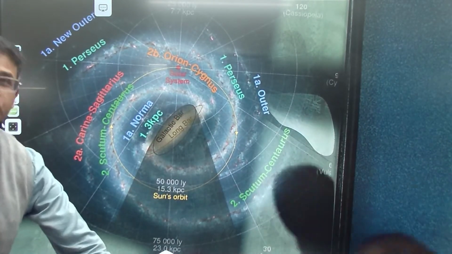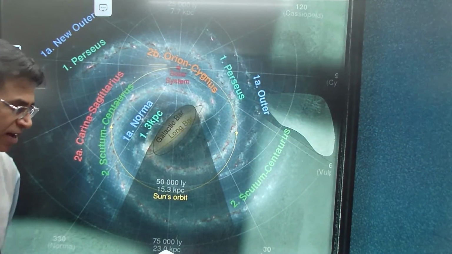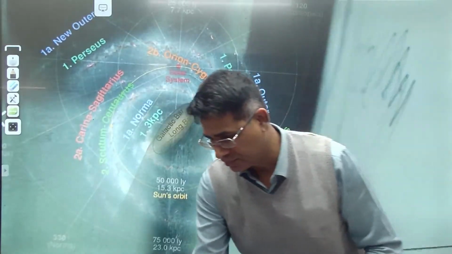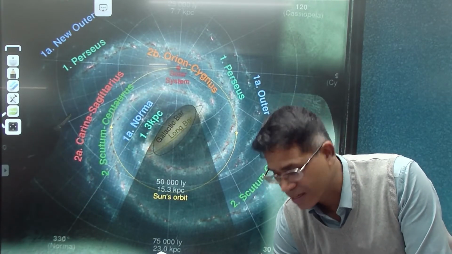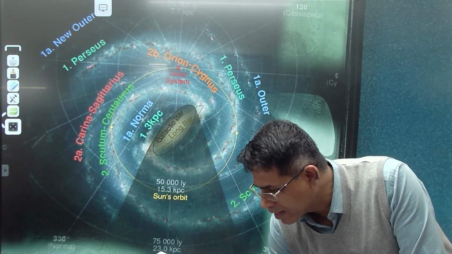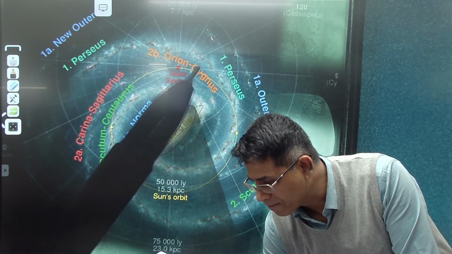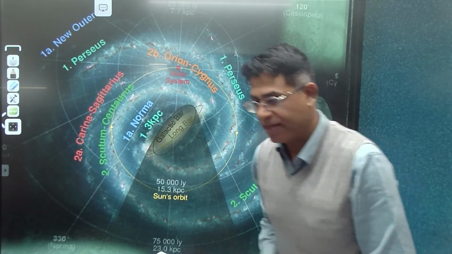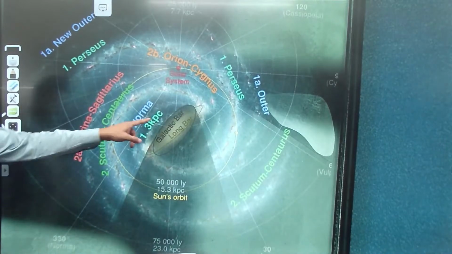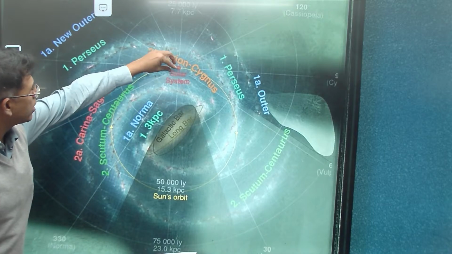ठीक है? You can see the spiral shape now. Spiral shape में can you see Orion Cygnus band बना हुआ है यहाँ पर? This is the Orion Cygnus band here. There is a Norma sector. There is a Sagittarius sector. Okay, so our solar system is here, in this part here. So this is the galactic center. ठीक है? This is the galactic center here, somewhere here, and थोड़ा दूर में this is the Orion Cygnus solar system.